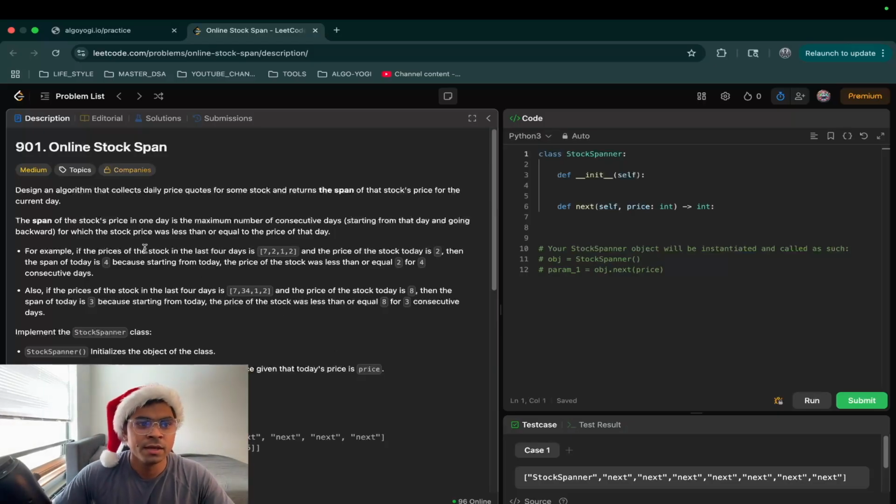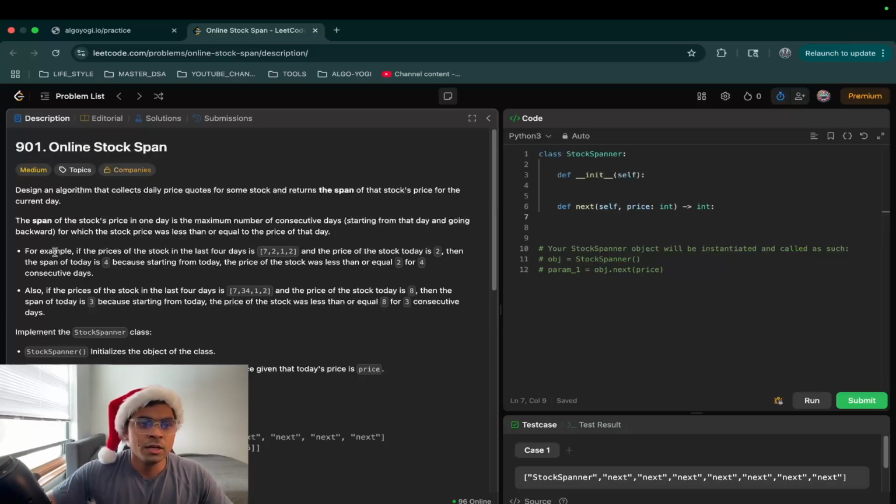All right. So it's a design problem. You can see they're giving us a class StockSpanner. Design an algorithm that collects daily price quotes for some stock and returns the span of that stock's price for that current day.